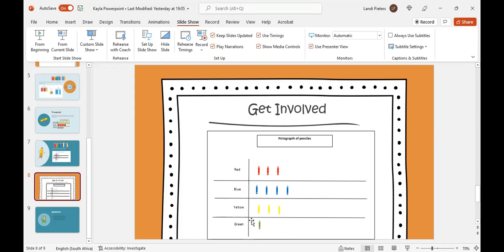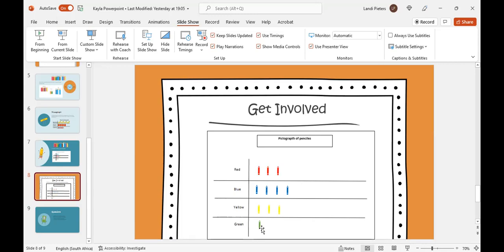Nice, well done. Now we're going to look at how many pencils there are in total. So let's count. 1, 2, 3, 4, 5, 6, 7, 8, 9, 10, 11. So if you count all of them together, there are 11. Okay, last question.